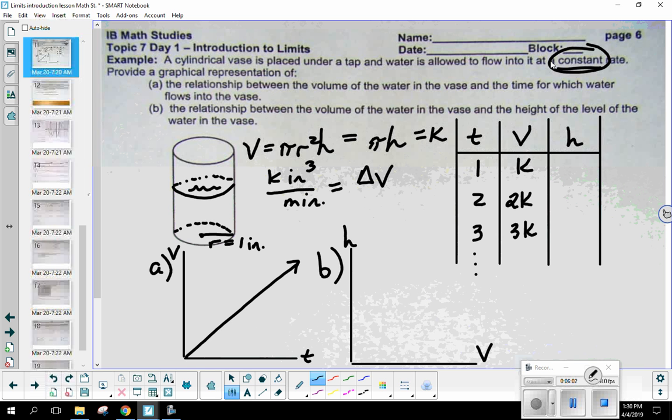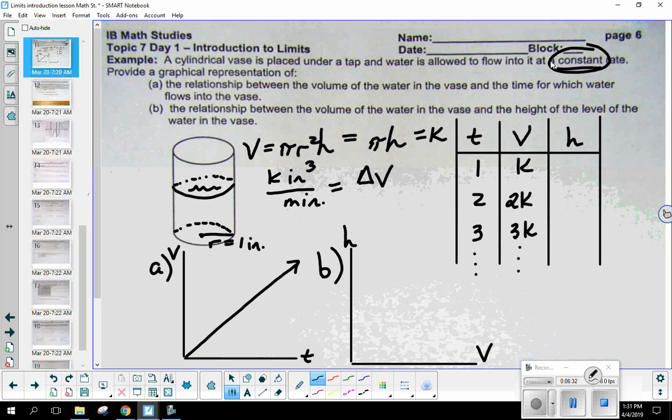As time increases, the volume of the vase is going to increase. Does that kind of make sense? Now remember, this problem is dependent on a couple of things. One, the fact that the radius remains the same for the entire vase, but also more importantly, the water's flowing in at a constant rate. This wouldn't be possible if the water was flowing in at different rates or if we stopped it or anything of that nature. Does that kind of make sense?